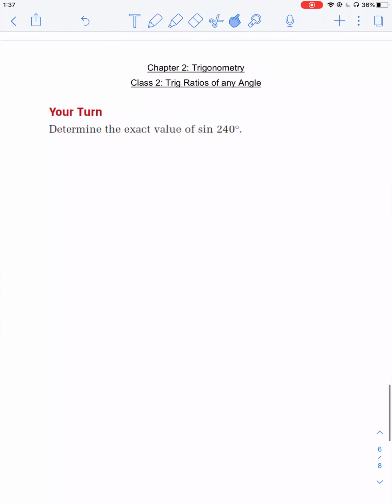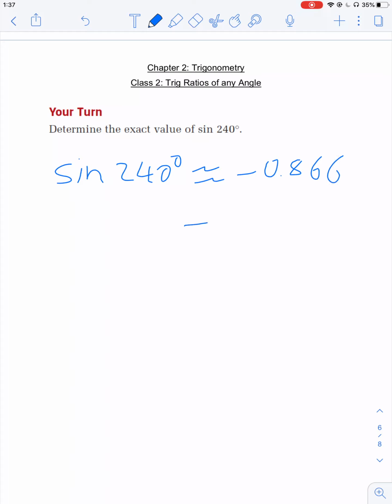So your turn, do this question. The best way to do this question, right? Pause the video, try it, but the best way is just to use your calculator. Sine of 240 degrees is equal to, so you're going to get something like minus 0.866, right? And I've told you 0.866 is actually square root of 3 over 2, but because you have a negative sign, just put the negative sign over here and then you're done.